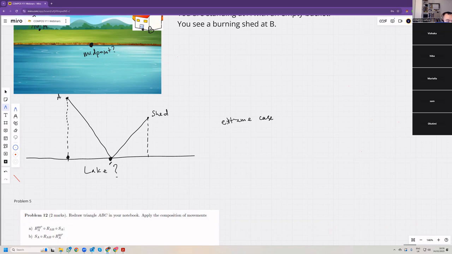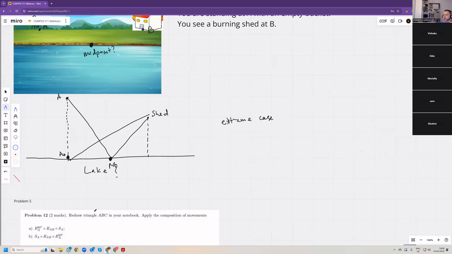So let's say this is the midpoint, M. If you're standing at A1, in an extreme case where you're really close to the lake, would you still run to the point A to get a bucket of water, or would you run to the lake, grab a bucket, and then run straight to the shed? Because clearly that's going to be faster. You go to the lake and then to the shed.